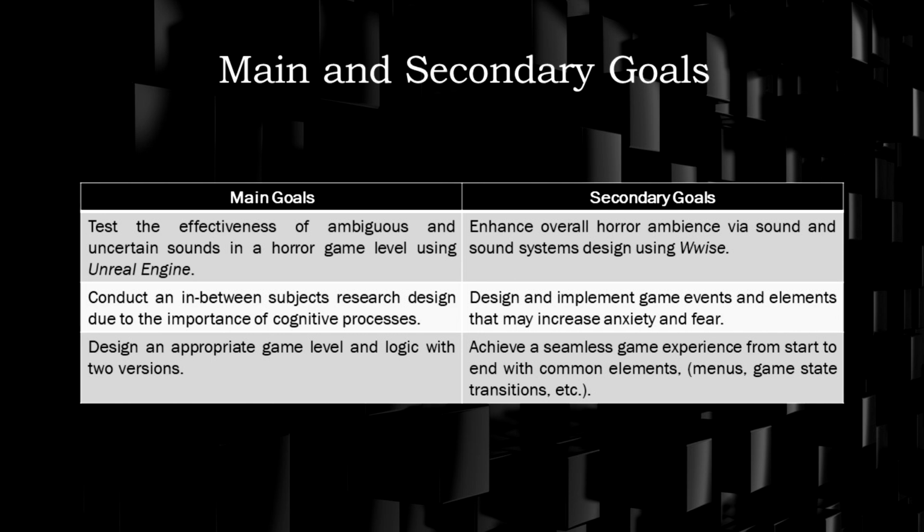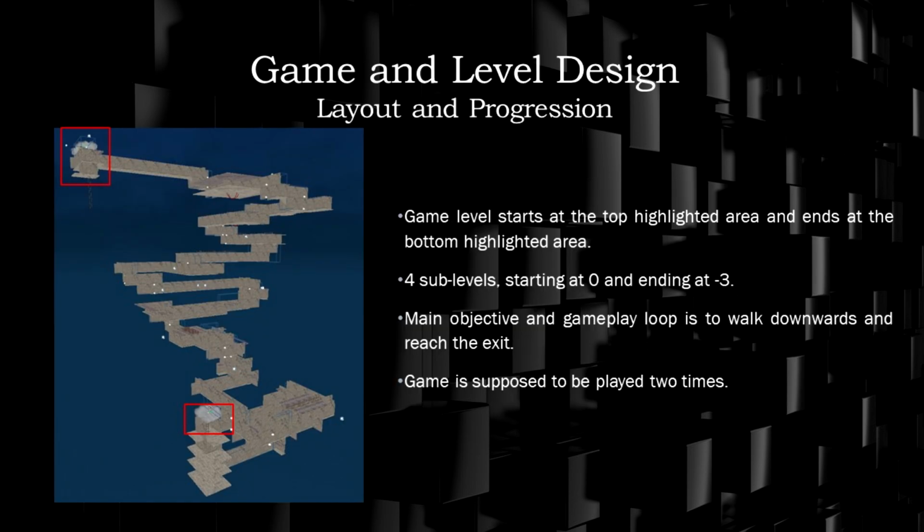This project set out to understand how several techniques and approaches to design ambiguous and uncertain sounds may affect emotional experiences within the context of a survival or video game. In specific, ambiguity was mostly achieved by obstructing the sound source and uncertainty through irregular and unpredictable trigger times. Towards this goal, a horror game level in 2 versions was designed, as well as sounds, sound systems, and events to enhance the horror ambience. First, I will describe the game level layout and progression.